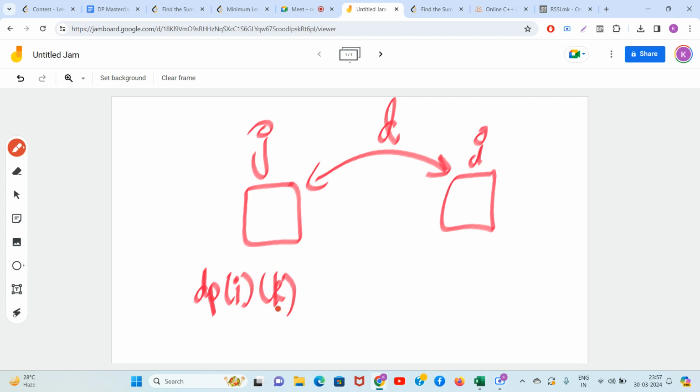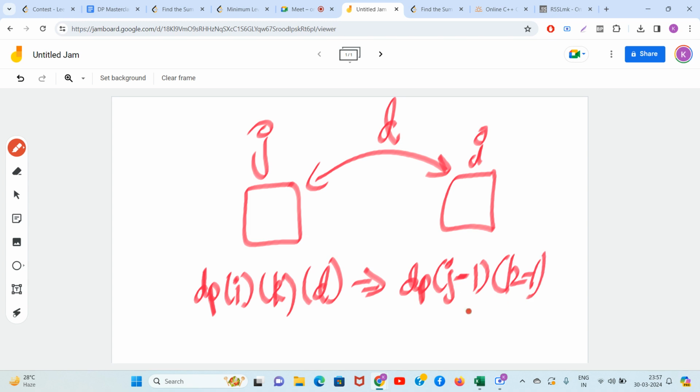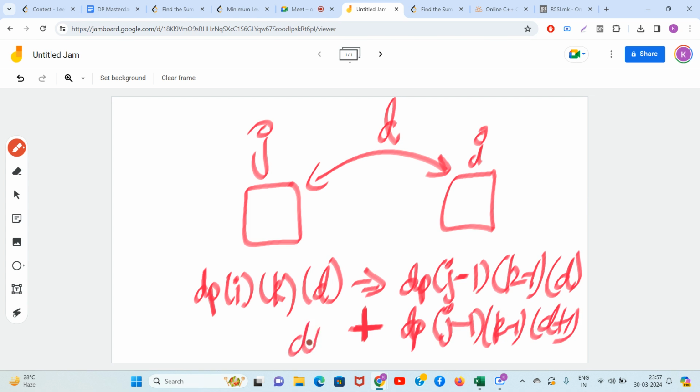like till index i of length k such that its difference is d is nothing but dp[j] minus 1 k minus 1 d plus dp j minus 1 k minus 1 d plus 1, d plus 2, d plus 3. Guys, all formulas are correct.